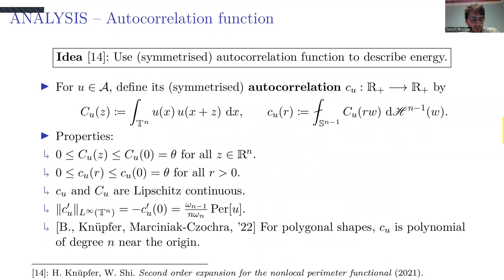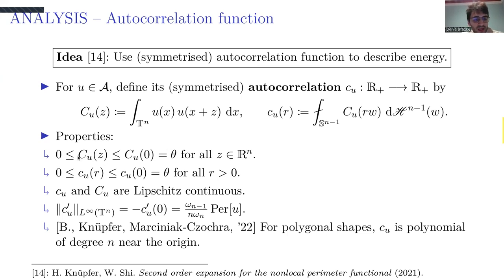Our idea, which was also exploited in the paper by Knüpfer and Schill, is to use something we call the autocorrelation function. The autocorrelation function is basically a mean value of the convolution with the function itself. So the correlation function, capital C_u, is nothing more than the convolution of u with itself, and the symmetrized autocorrelation function is just the mean value in all directions. I will show you in a minute how this is useful, but let me just tell you that this autocorrelation function has a lot of useful properties.